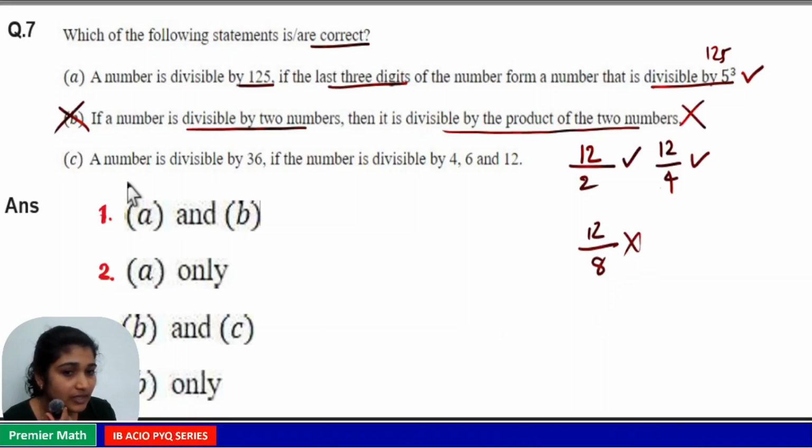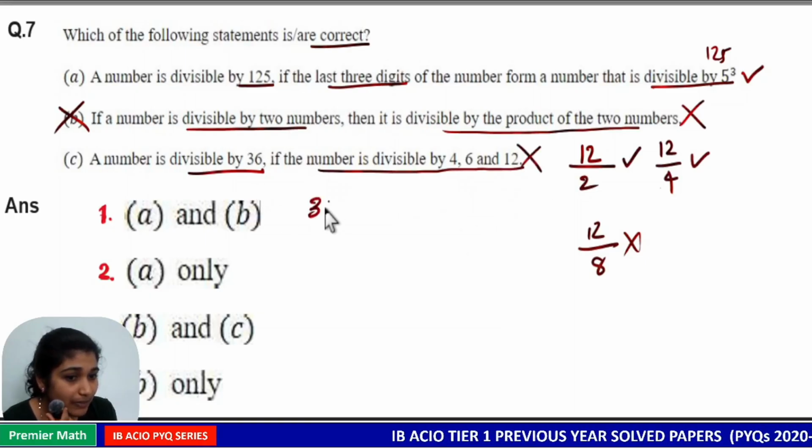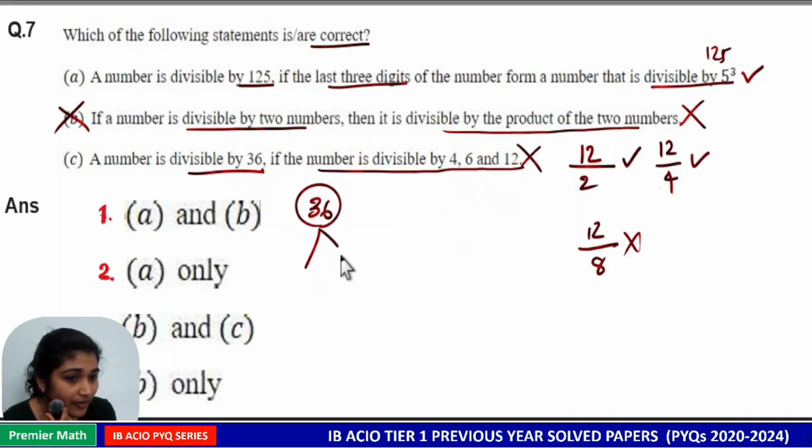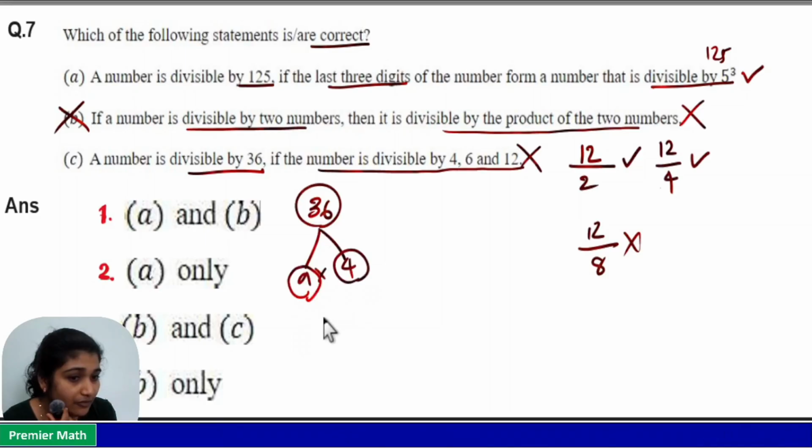A number is divisible by 36 if the number is divisible by 4, 6 and 12. That is also wrong. When a number is divisible by 36, take the factors. 9 into 4 is 36, which means this number is also divisible by 9 and 4. Other factors are 12 and 3.